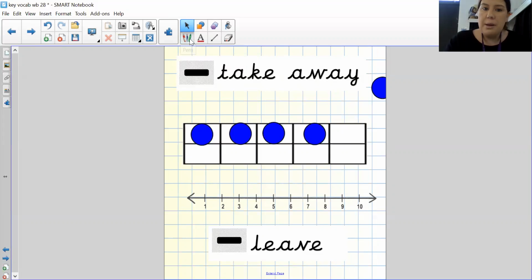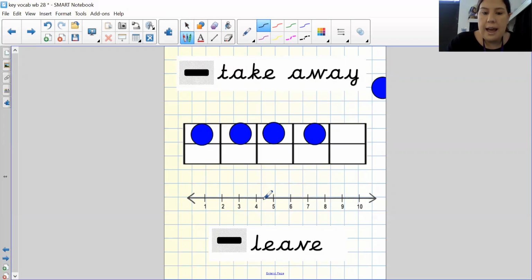And I can do that on a number line as well. So if I had 5 to begin with, which is here, and then I had one less, I would go backwards to the next number, which would make my number 4.